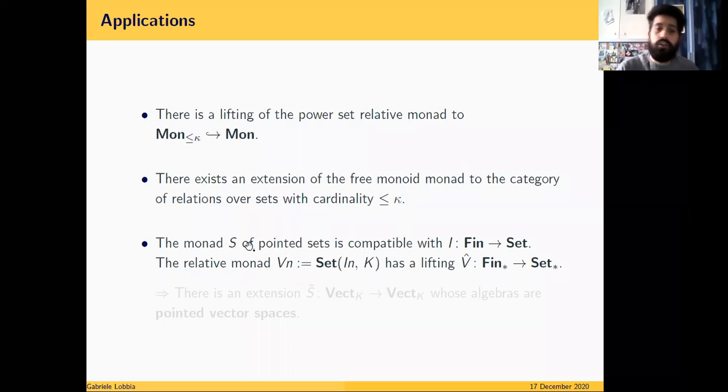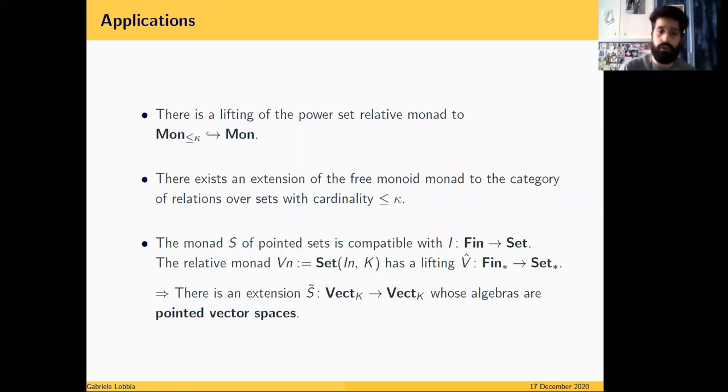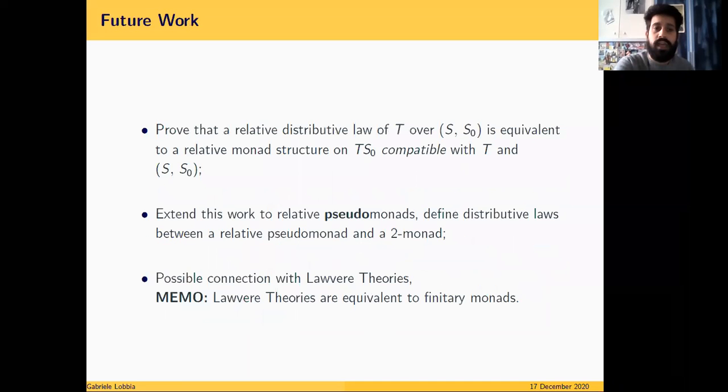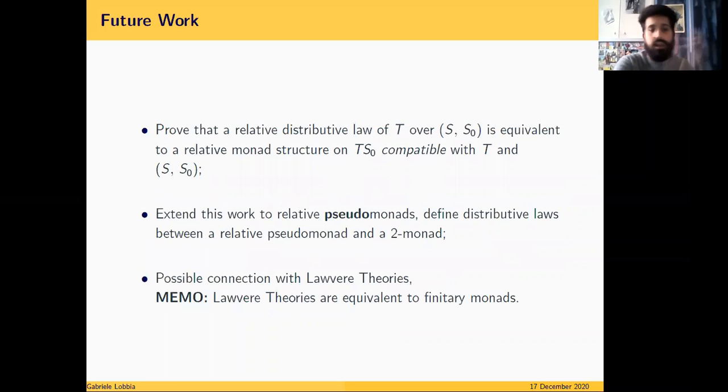And so you can prove that there is a lifting of the relative monad to the algebras of the pointed set monad. And therefore, there exists an extension of the pointed set monad to the Kleisli category of the relative monad, which is the category of vector spaces. And I guess the algebras would be something along the lines of pointed vector spaces, which maybe could be useful or maybe not.